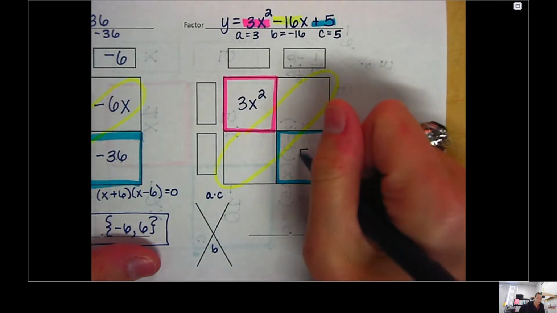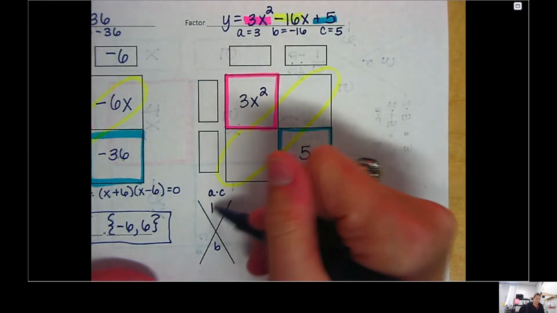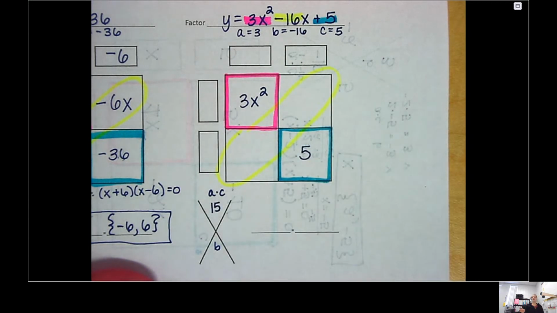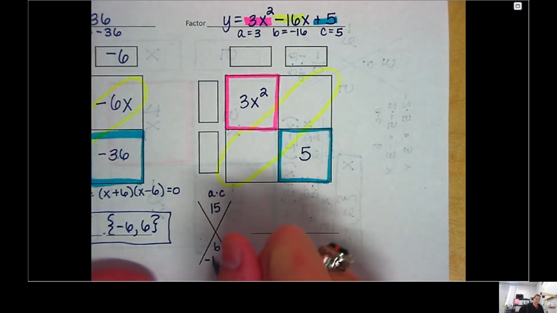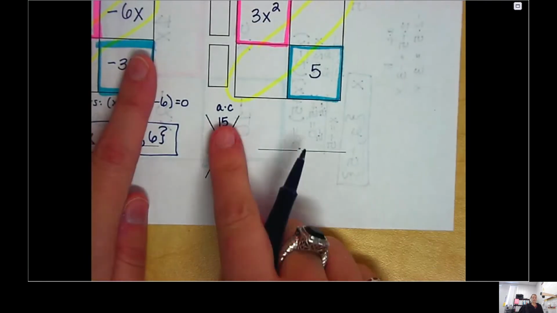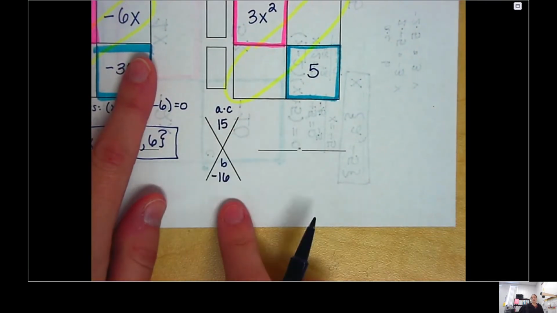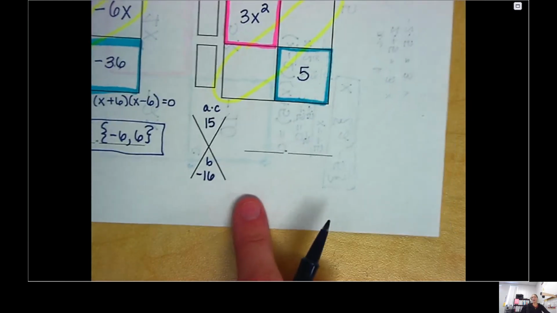5. Okay. So I have to come up with two numbers that multiply to give me A times C. What's your A times C? 15. Two numbers that multiply to give me 15, but add up to give me what? -16. If they multiply to be positive, but add up to be negative, that means they both have to be what kind of numbers? Negative numbers.